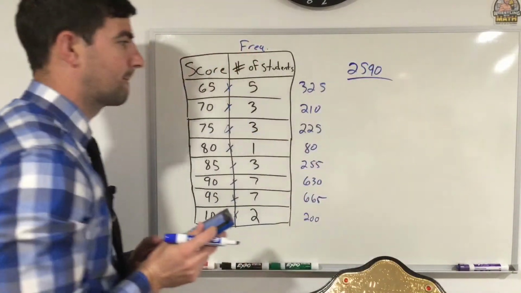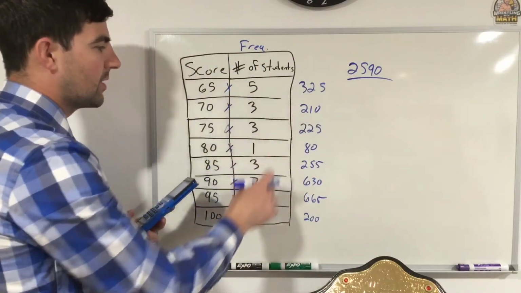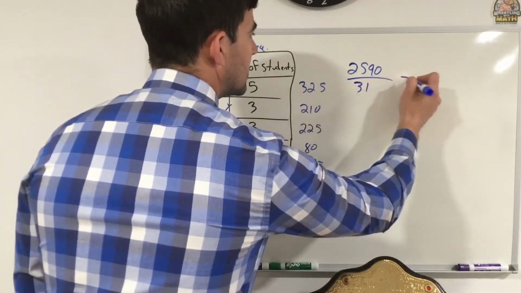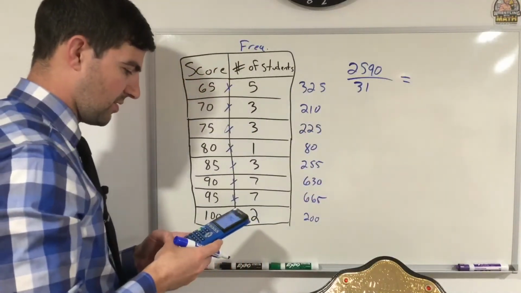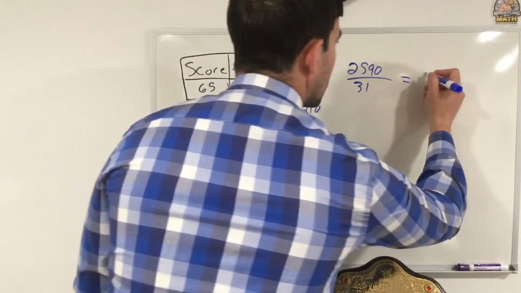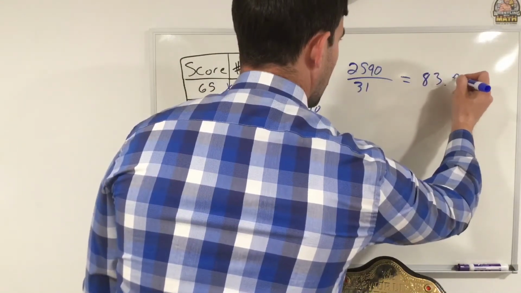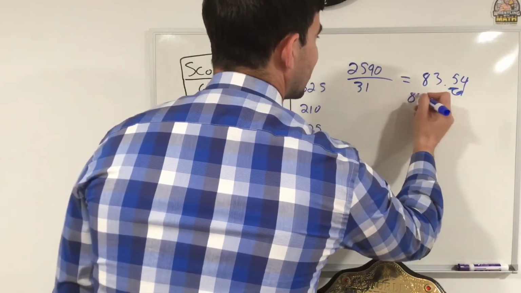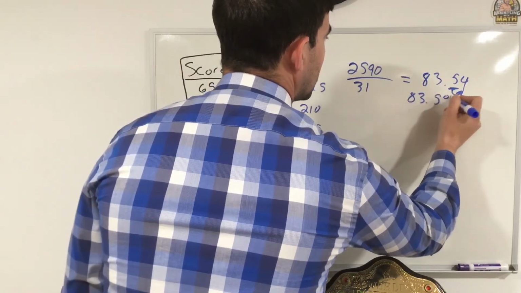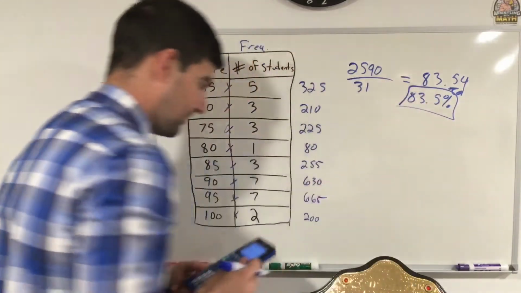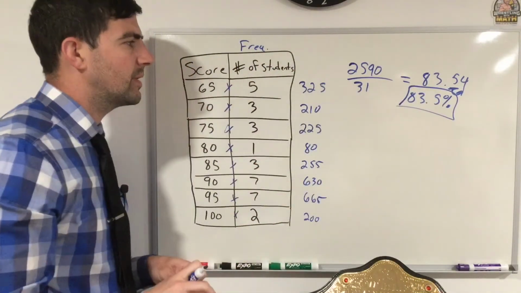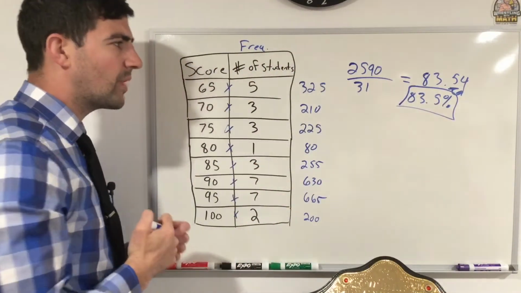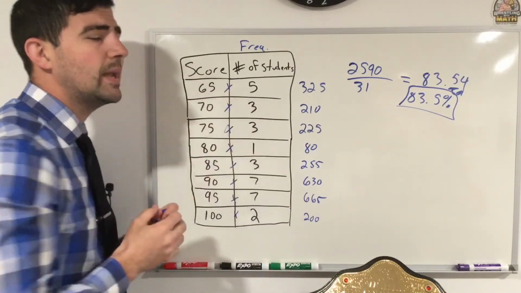And I get 2590. Looks familiar, right? And there were 31 students. So when I divide this by 31, I get, hey, look at that, 83.54. If we're rounding this to the nearest tenth, that does not bump it up, 83.5%.